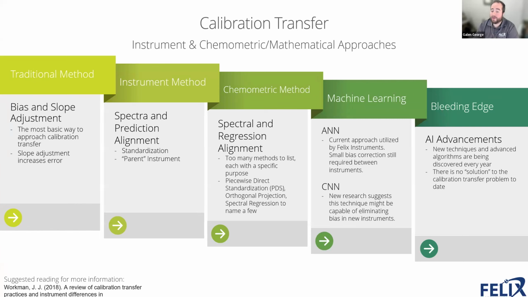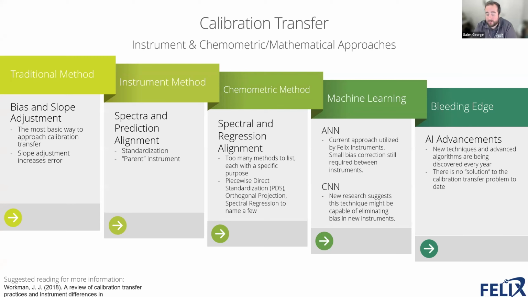Even with the neural networks, we still usually have to implement a bias correction, even after we've incorporated all this data. Every time we calibrate the instrument, we have to add in a small bias correction in order to line up those predictions. But with convolutional neural networks, a lot of the preliminary data is showing that we can almost negate the need for that bias correction when we transfer the calibration to new instruments.